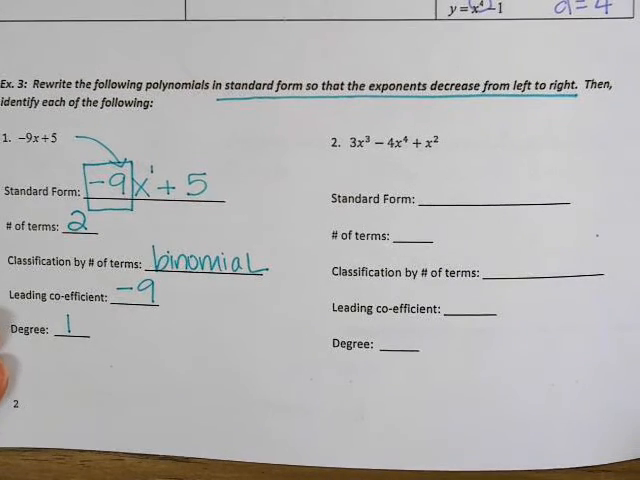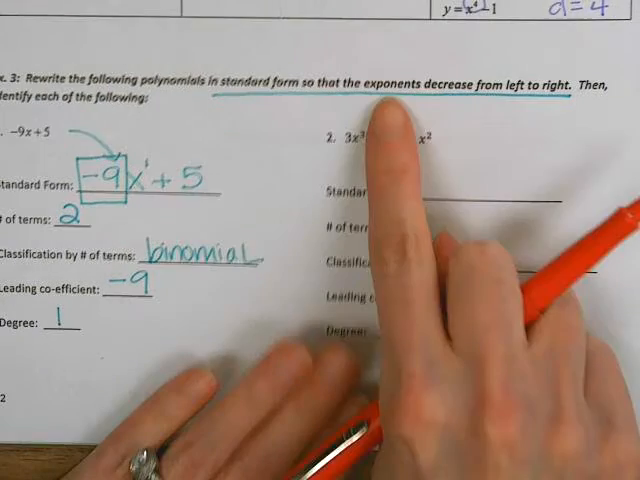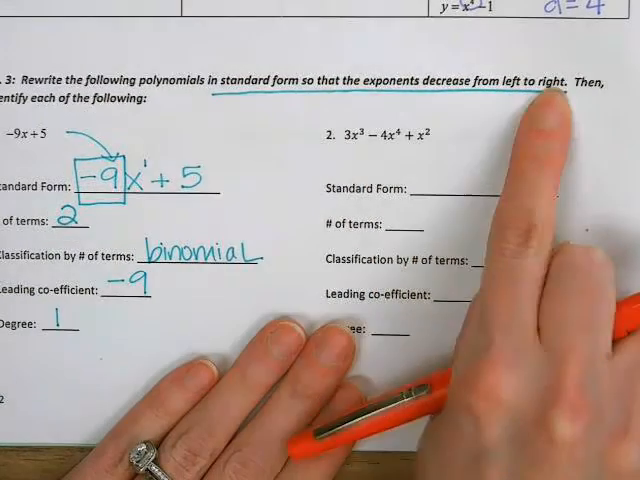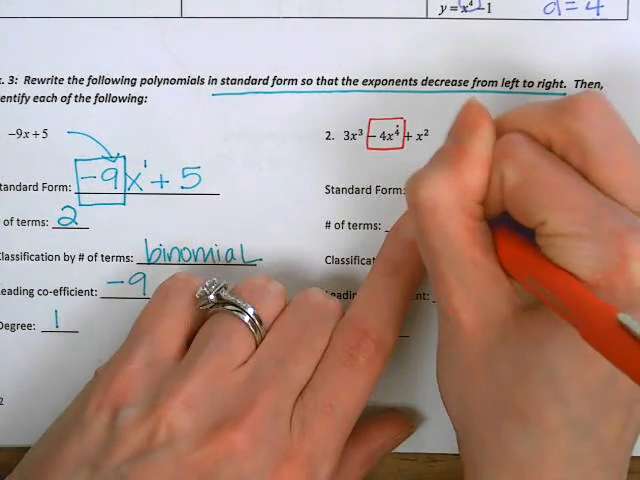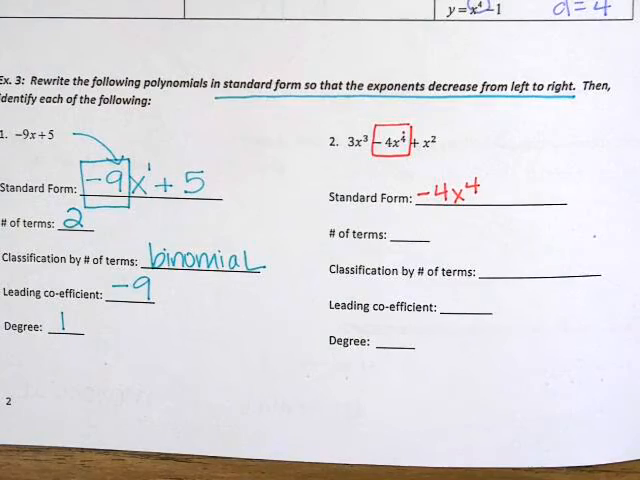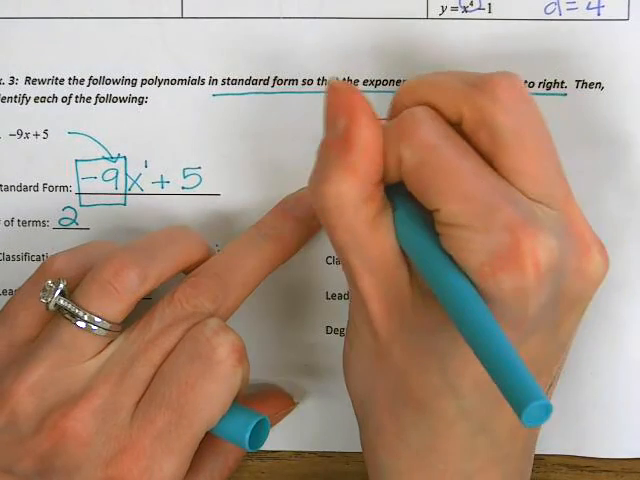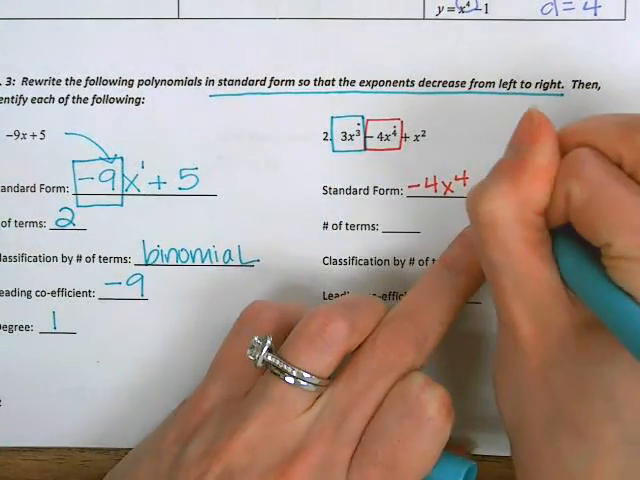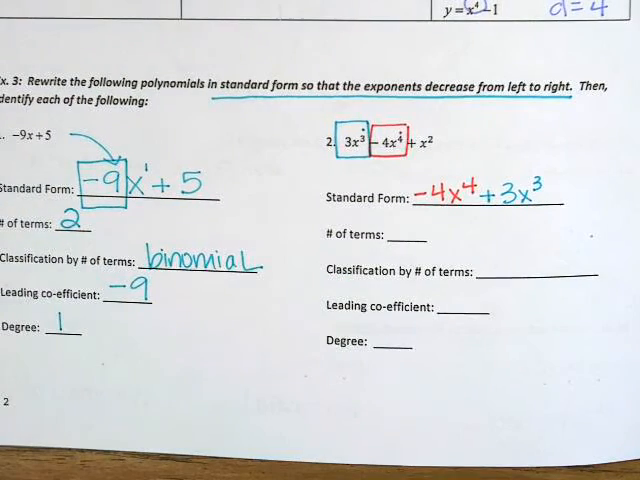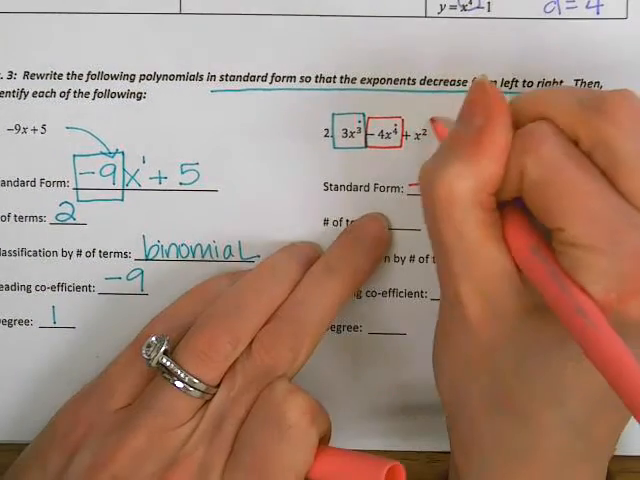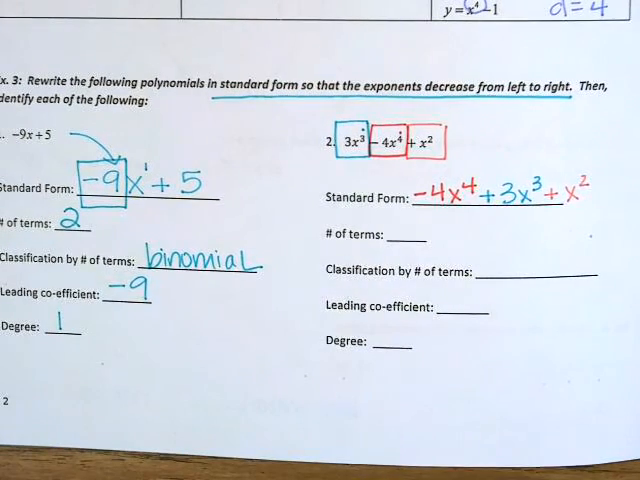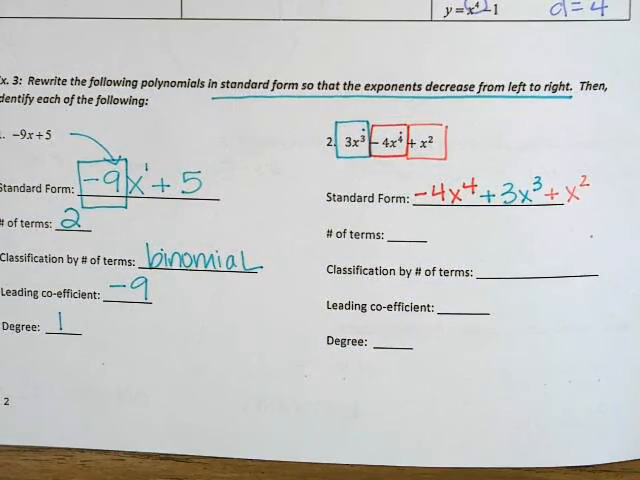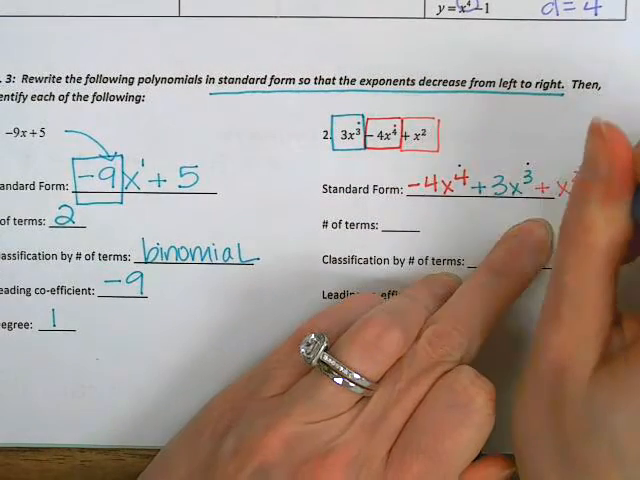Let's try one more. All right, standard form. The exponents want to decrease from left to right. So the highest exponent is this one, so we're going to write that one first. And then going in order, this one is the next biggest exponent, so we write that next. And then the lowest one is the x squared, so we write that one last. Okay, so we're writing it in descending order. Remember, you're looking at the exponents. So these little numbers should be going down.